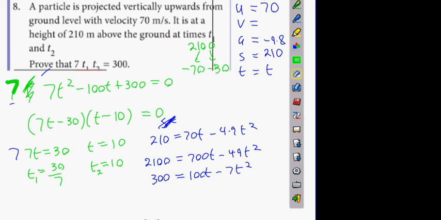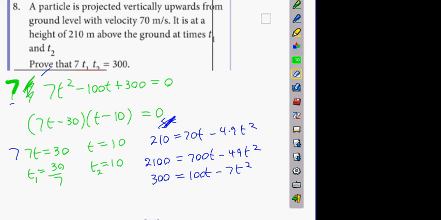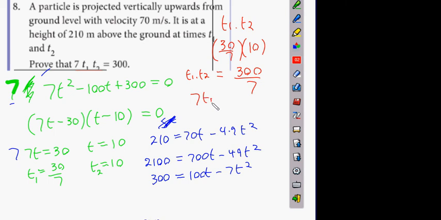And then therefore, t1 multiplied by t2, what is t1 multiplied by t2? So, t1 multiplied by t2 is going to be 30 over 7 multiplied by 10, and that equals 300 over 7. Cross multiply up to 7, and we get 7 t1 t2 equals 300. And that's that question complete.